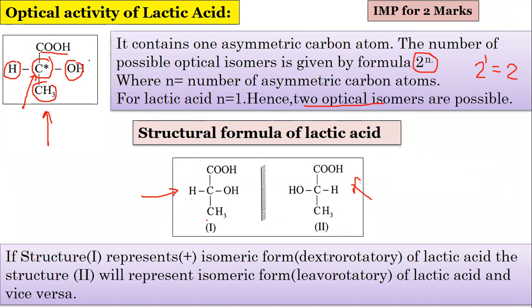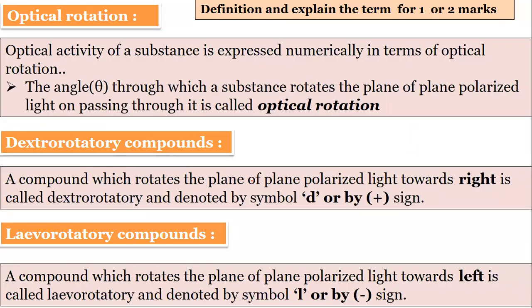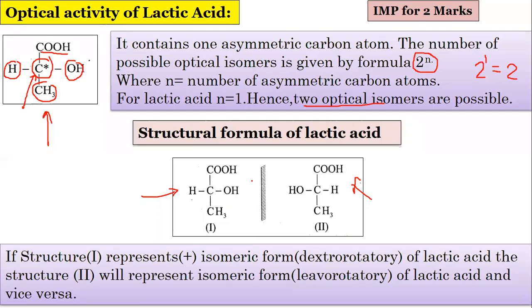So either compound 1 is dextrorotatory or compound 2 may be, we don't know. For the 2 marks, this is expected. After 1 minute we have to join again, because only 1 minute is remaining. Again we have to continue the lecture for 20 minutes. We have to draw the structure, write the number of possible isomers, and draw the structures. We will get 2 marks here. Okay, this is the optical activity of lactic acid.